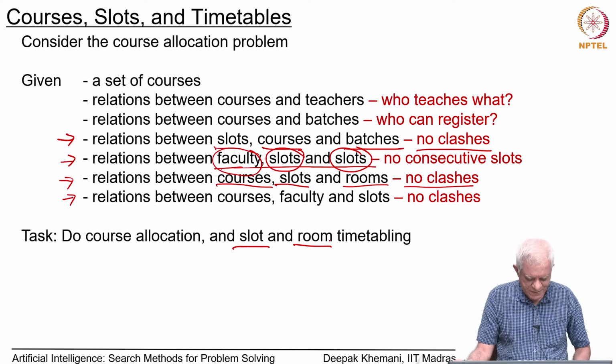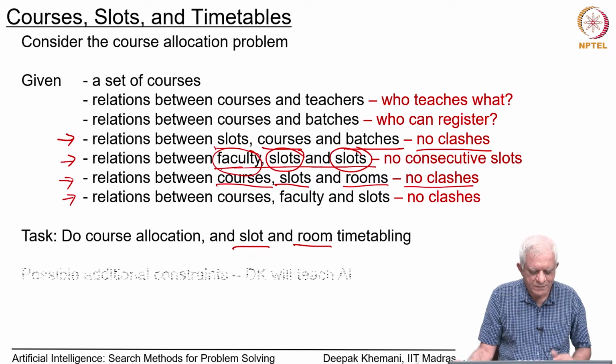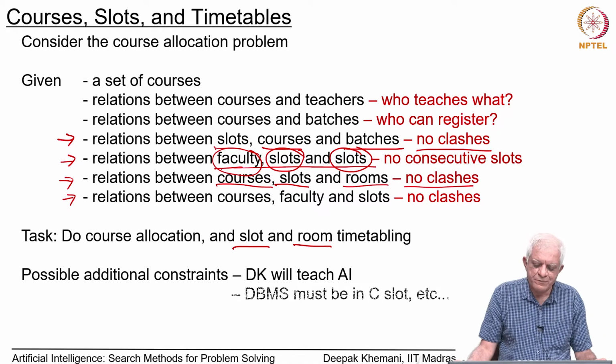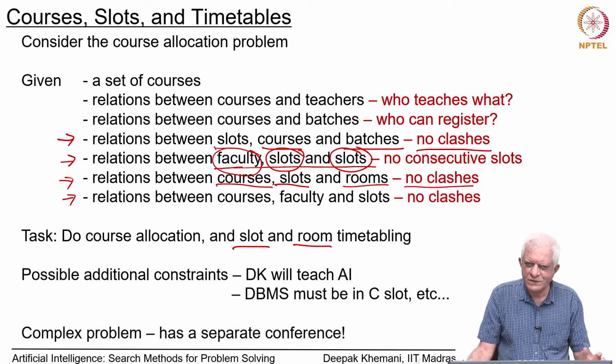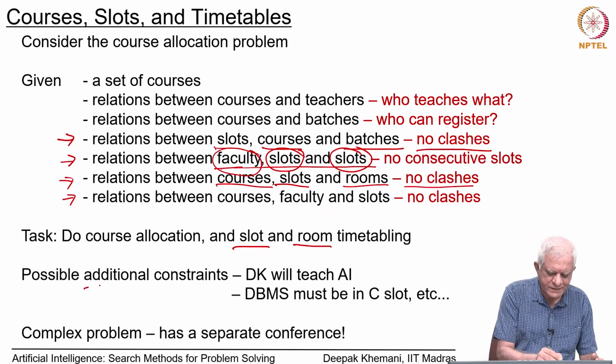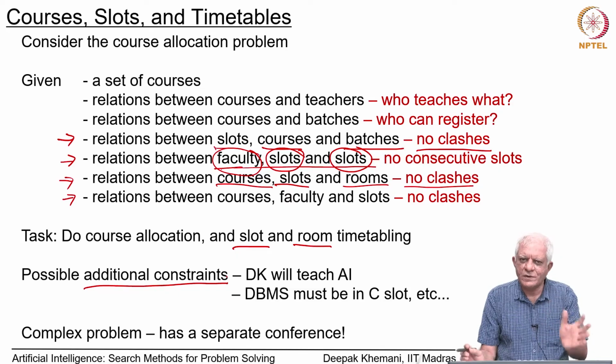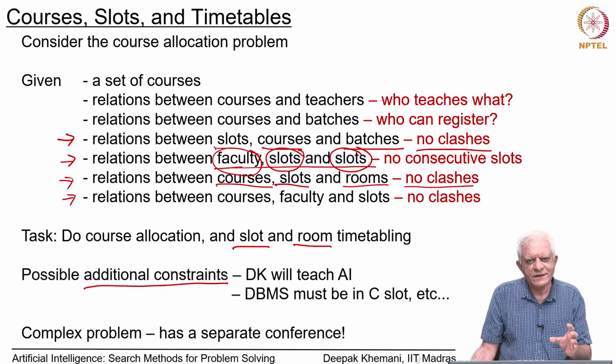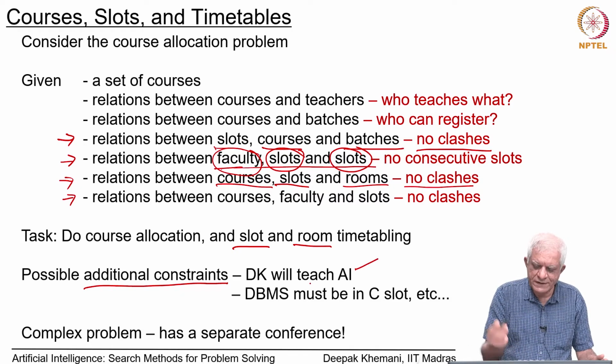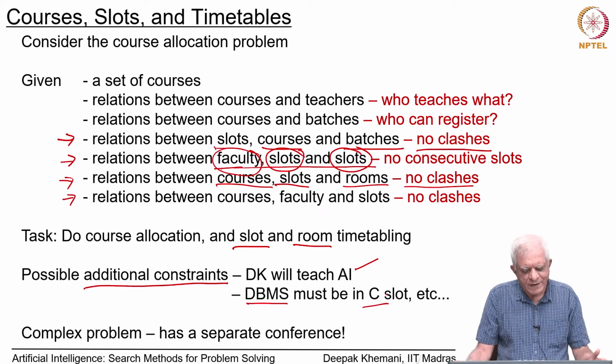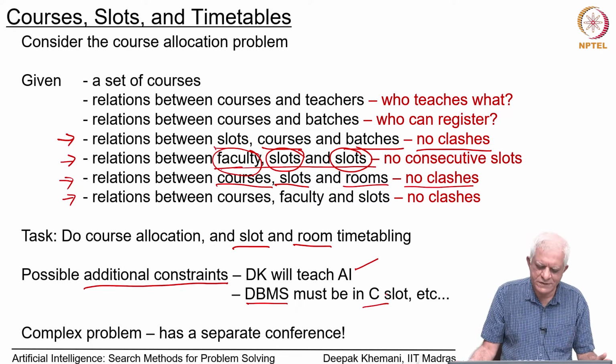That is the problem of timetabling. It is not an easy problem and a lot of people break their heads over trying to solve this. In addition to finding any solution, one often specifies certain additional constraints. So, there is a core constraint satisfaction problem and then there is a specific instance of that in which you specify additional constraints. For example, you might say that this time when you are allocating, DK will teach AI and DBMS must be in the C slot, maybe because of some reason, and then these become additional constraints to which the solution is sought essentially.